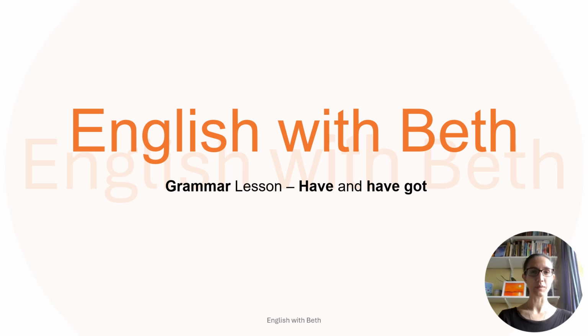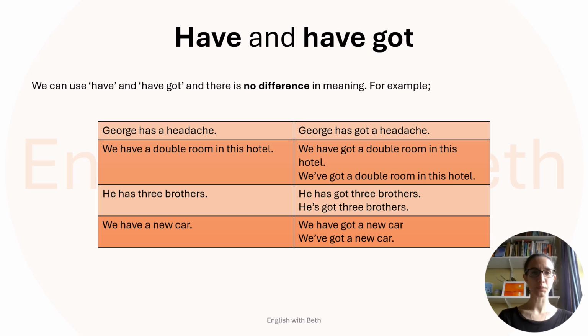And today we will be talking about the words have and have got. This is quite simple, so this is quite a short lesson, but we can use the words have and have got, and there is no difference in meaning. For example, George has a headache, and George has got a headache. Here we are talking about an illness, and we can use has or has got, and it means exactly the same thing.